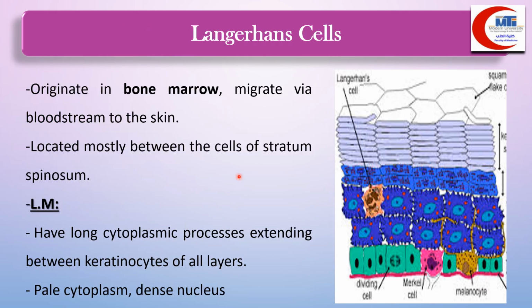The second cell of non-keratinocytes is Langerhans cells. They originate in bone marrow and migrate via bloodstream to the skin. They are located mostly between the cells of stratum spinosum, but not connected to them by desmosomes. By the light microscope, these cells have long cytoplasmic processes extending between the keratinocytes of all layers. Their cytoplasm is pale, and they have dense nuclei.